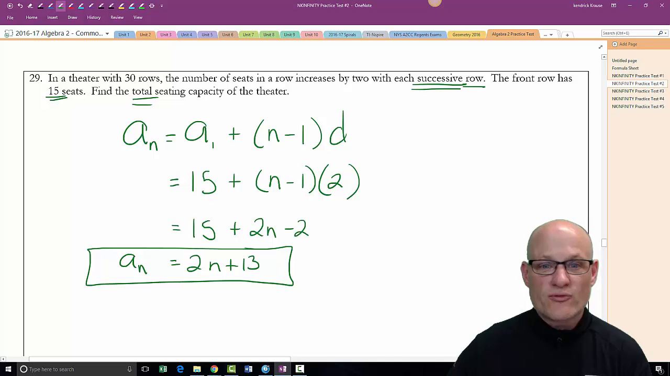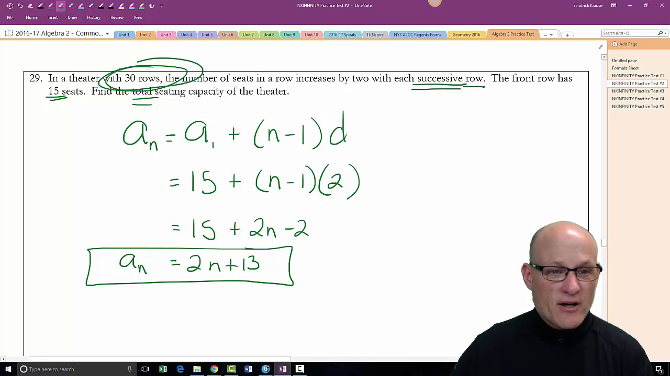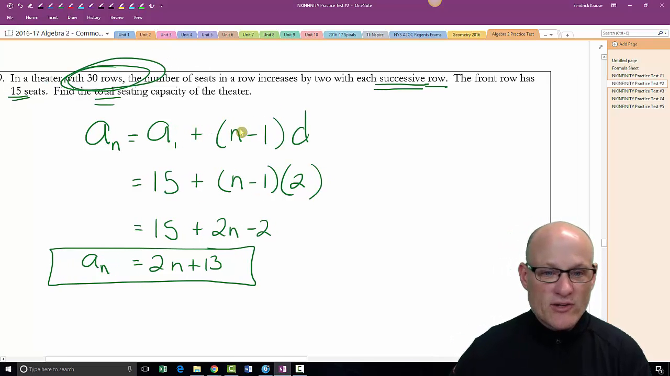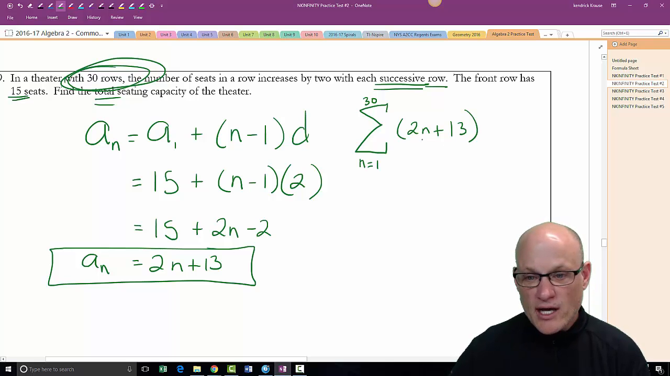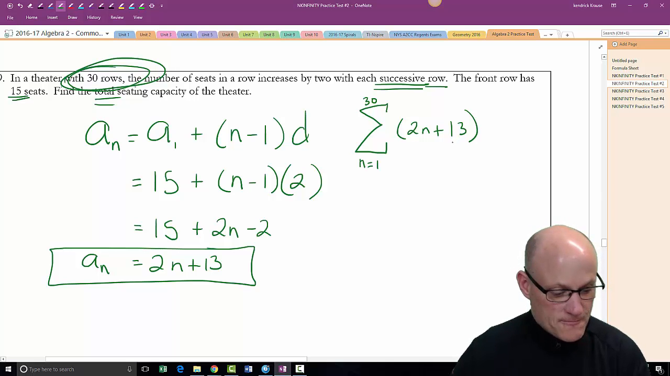I still need to figure out how many seats we have with 30 rows. So I need to add all these things up. The sum from n equals 1 to 30 of 2n plus 13. So notice if I plug in a 1, I get 15. If I plug in a 2, I get 17, and so on and so forth.